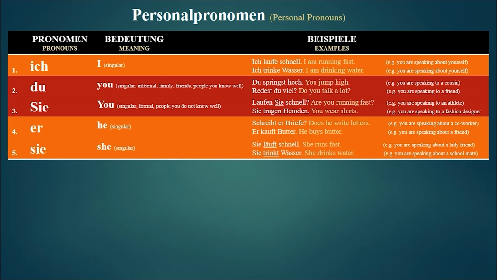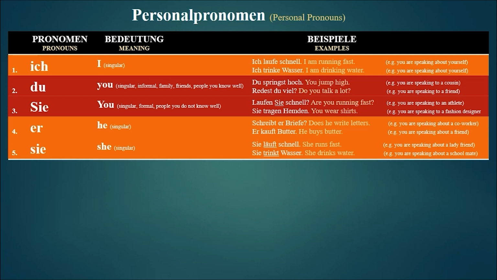Then we have sie, the same sie, see. Sie here can also be used for she, singular. We have examples here. Sie läuft schnell. She runs fast. And probably you are speaking about a lady friend. And then: sie trinkt Wasser. She drinks water. You're speaking about a schoolmate. So sie again here can be used for she.